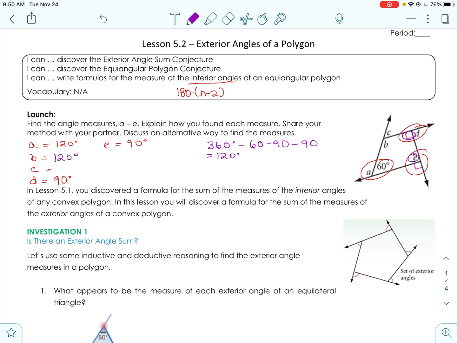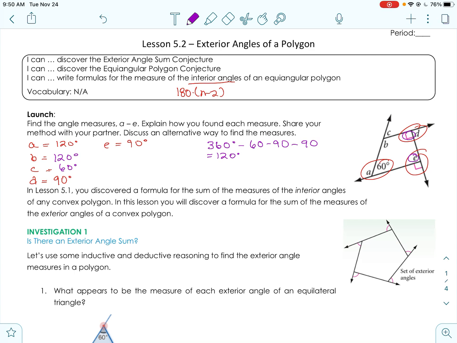That leaves us with angle C, which is a linear pair with angle B, so that tells us angle C is 60 degrees. So we figured out the measure of all five of those angles based on what we know about the interior angles of a polygon.